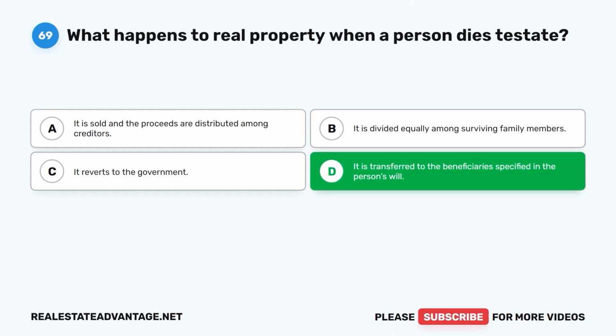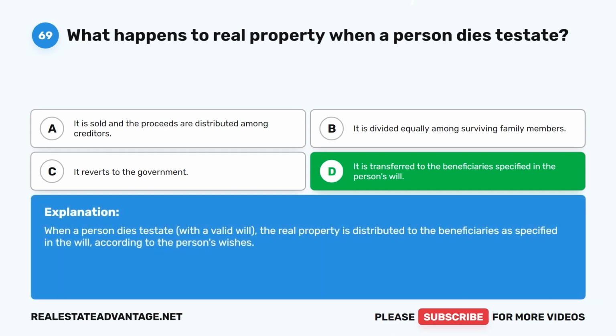The correct answer is D. It is transferred to the beneficiaries specified in the person's will. When a person dies testate with a valid will, the real property is distributed to the beneficiaries as specified in the will, according to the person's wishes.